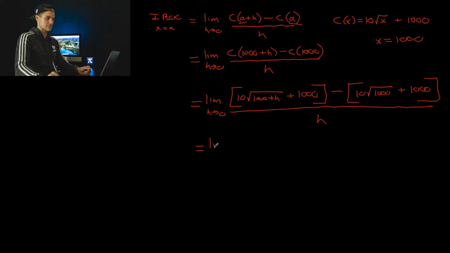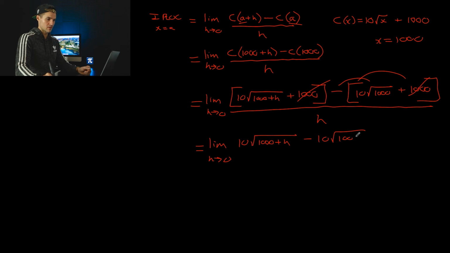And so what is this going to simplify to? This is going to be the limit as h approaches 0. If we distribute this negative inside the bracket, the 1,000s will cancel out. So we'd end up with 10 root 1,000 plus h minus 10 root 1,000 all over h. And I'm just going to keep the root 1,000 like that. I know I can simplify it like we did before. I could also get the decimals, but for now, let's just keep it like that. Let's work it like this.